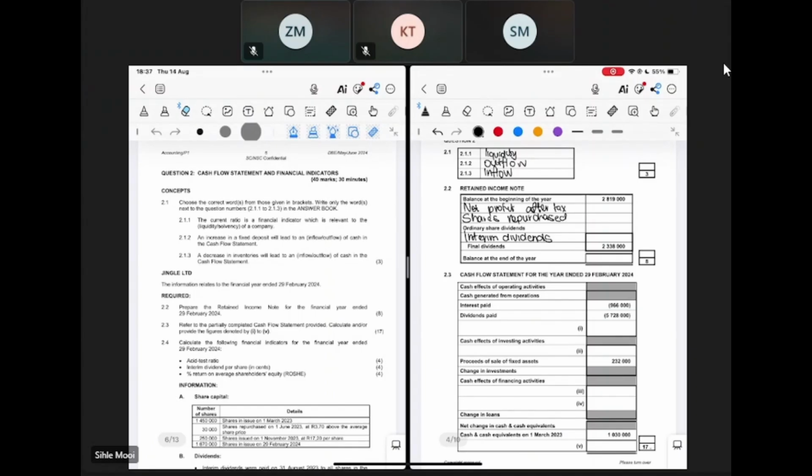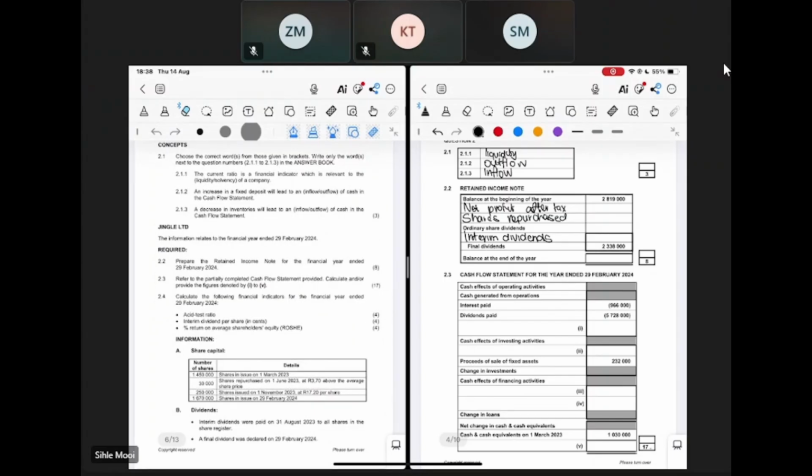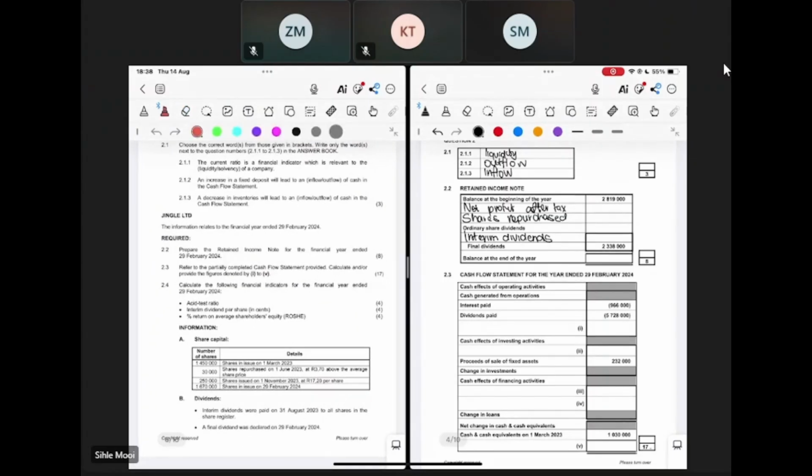Now let's look at the information given in order to calculate our net profit after tax, our shares repurchased, and our interim dividends. So this is the information we've been given. Here, this is about share capital, and then they tell us that 1,450,000 shares are in issue on the 1st of March 2023, and then 30,000 shares are repurchased on 1st June 2023 at 3 Rand 70 above the average share price. So this is not the purchase price, but what we paid above the average price.